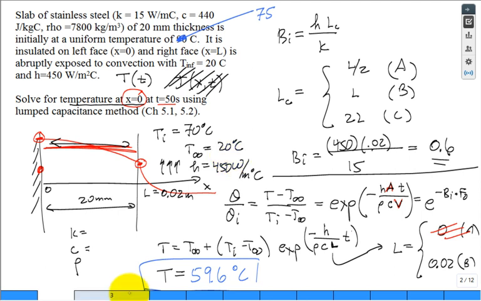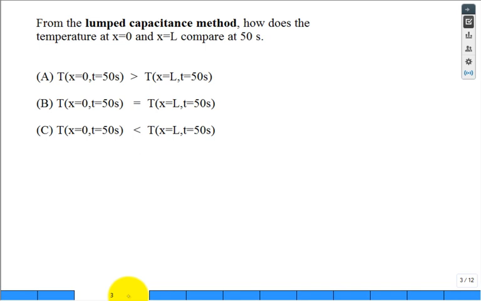Okay, now here's a clicker question. The lumped capacitance method. How does the temperature at x equal to 0 for this problem compare to the temperature at x equal to L at the same time of 50 seconds after the change in the boundary condition? Is the temperature at 0, 50 greater than the temperature at L, 50? Or is it equal, or is it less?